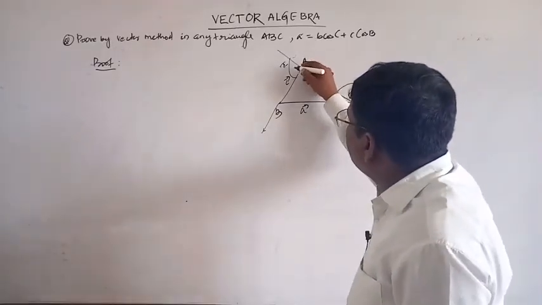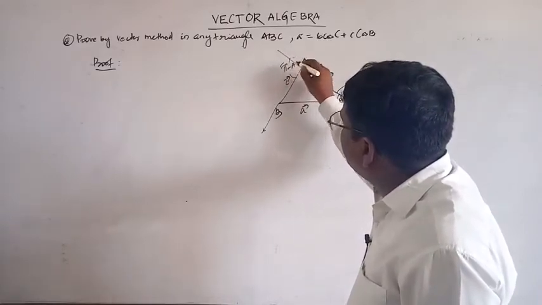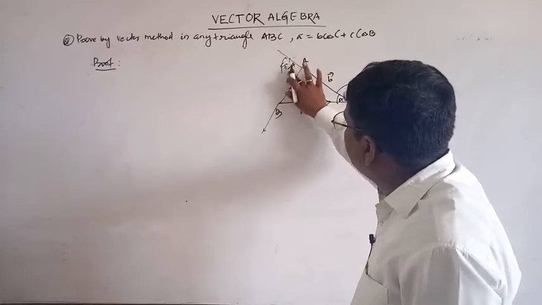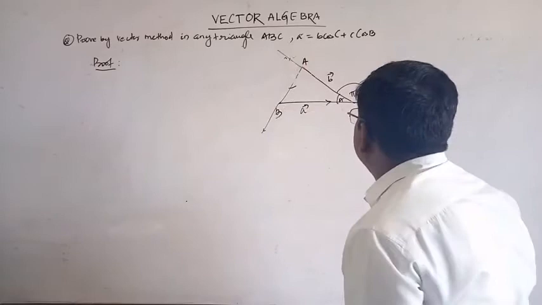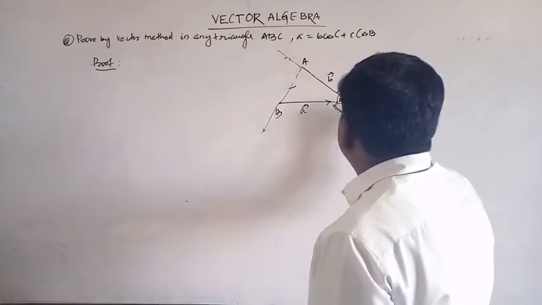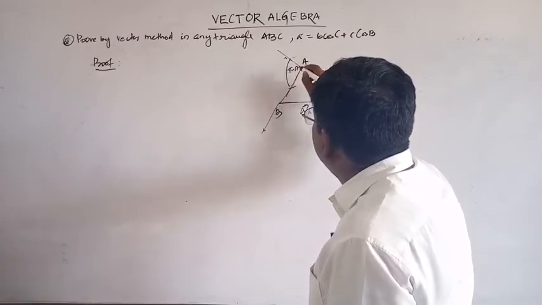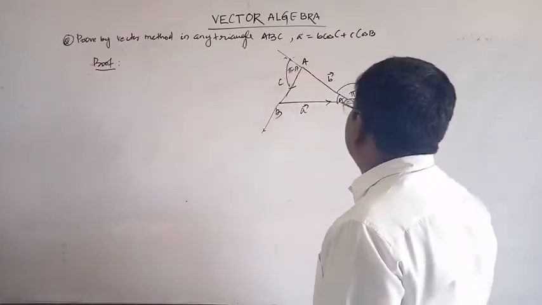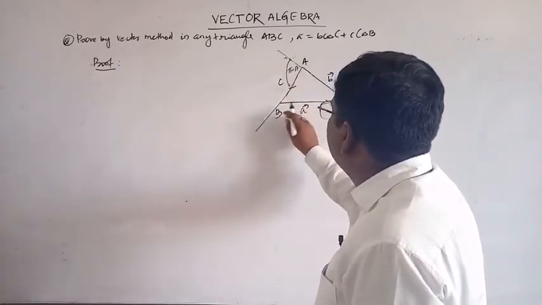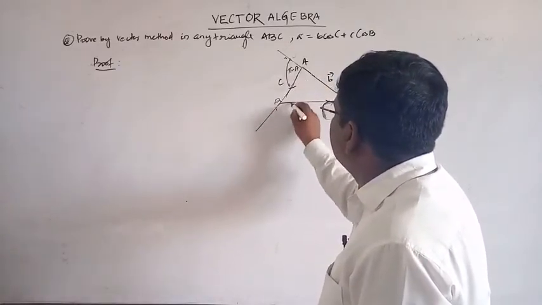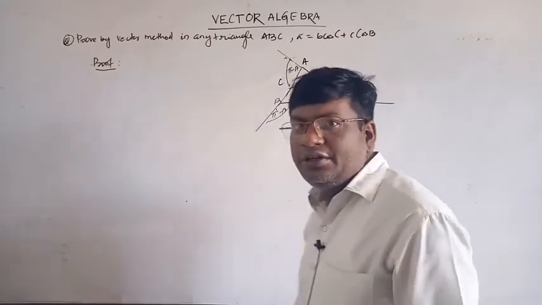The angle between B and C, this is what? Pi minus A. This angle is what? Pi minus A, this angle. This is C vector. Okay. So this is A and this is pi minus A, and this side is C, and what is this angle? This is point B, and this angle is pi minus B. Clear?